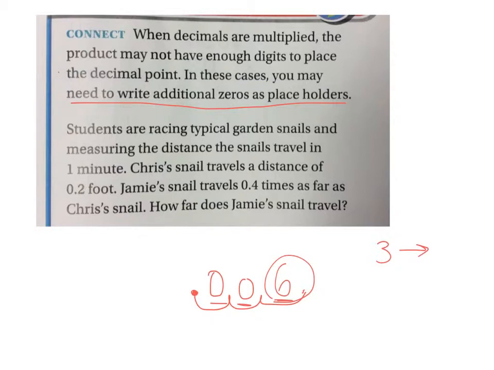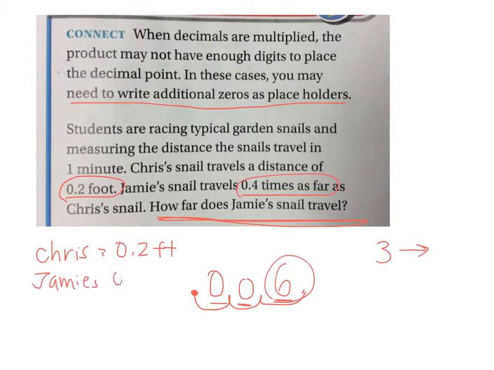What is the question asking here since it's a word problem? We always need to figure out what the question is asking. Harshita, what is the question asking? How far does Jamie's snail travel? What is the important information we need to solve this problem? Claire? Chris's snail travels a distance of 2/10 of a foot. Anything else? And Jamie's snail travels 4/10 times as far as Chris's snail. So Jamie's travels 4/10 of Chris's.